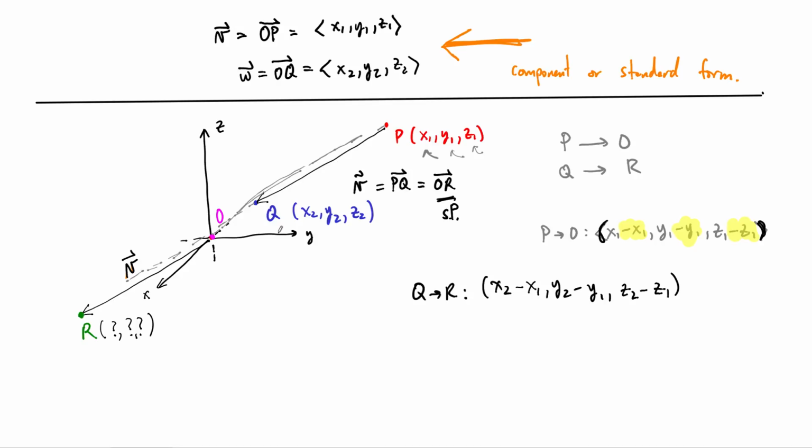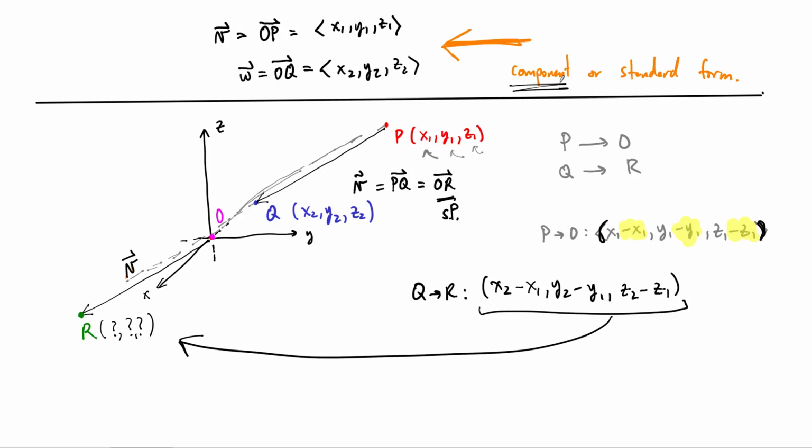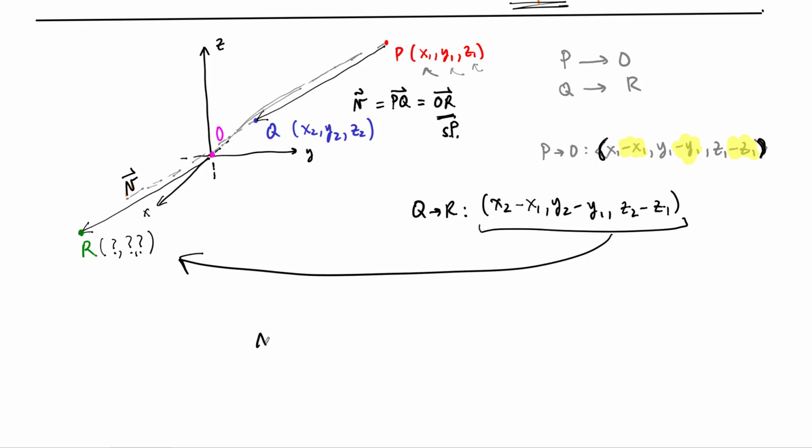Well, if these are the coordinates of R, then this is exactly what goes in our component form up here. And so we can say then that the component form of our vector v is exactly the vector in standard notation or standard form that has these components, right? Terminal minus initial. Terminal minus initial. And this is how you remember it. Terminal minus initial. That's how you get your standard form components.